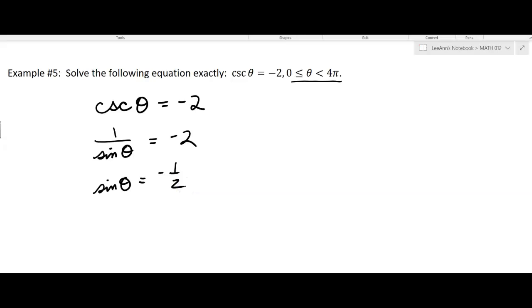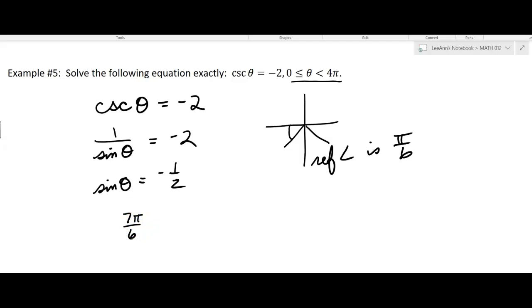So now we're thinking, okay, it's negative, so I've got to be in the third and fourth quadrants for sine, and it's 1/2, so that's going to be my reference angle. Reference angle is pi over 6. And so I'm going to think about, okay, well, what is that there? It's going to be pi plus pi over 6, or 7 pi over 6.